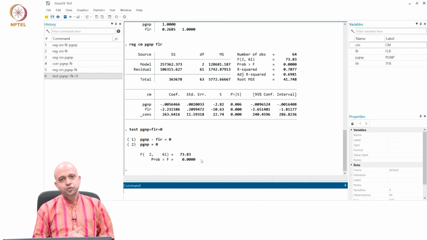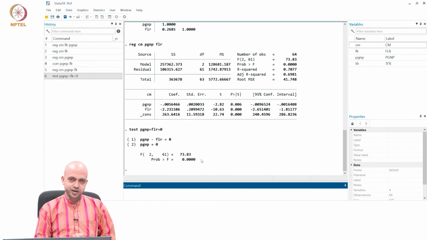So, with this we are closing our discussion today, and next day we will discuss some other important hypothesis testing in the context of the multiple linear regression model.